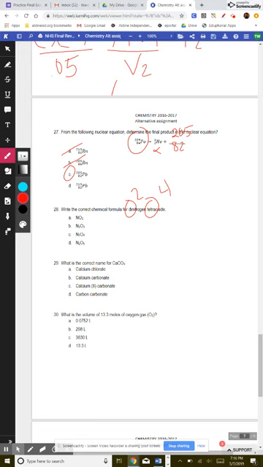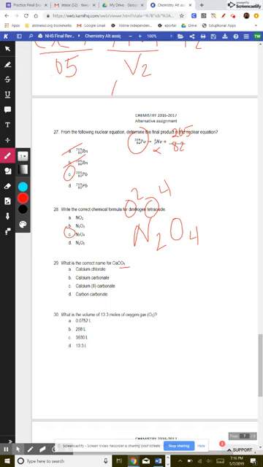Okay, number 28, write the correct formula for dinitrogen tetroxide. Your prefixes, since this is a covalent compound, give you a clue. It says di, which means two, tetra means four. So nitrogen, two, oxide, oxygen, four. Answer is C.